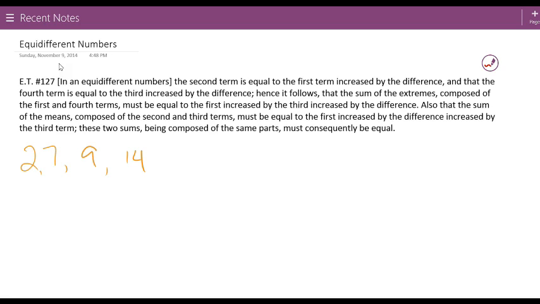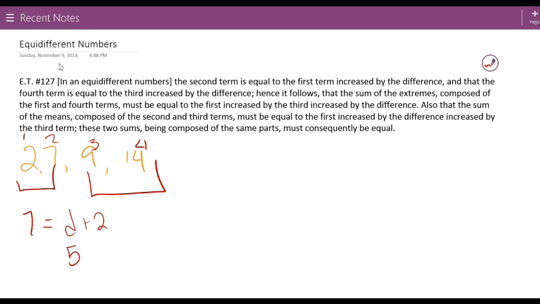Okay, so let's just look at that first section. Here we have the numbers 2 and 7, 4 and 19. So here's our first term, our second term, our third term, and our fourth term. It says the second term is equal to the first term increased by the difference. An easy way to write that would be 7 equals the difference plus 2. So in this case our difference is 5.